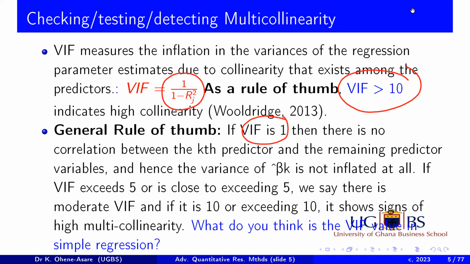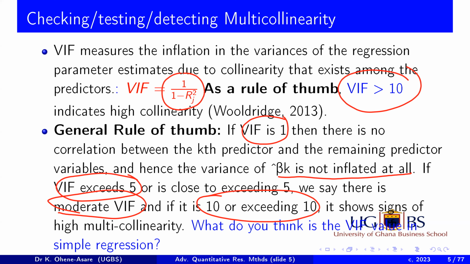And therefore, the variance of that particular estimate is not inflated at all. So in other words, if it is 1, it's a good thing. If the VIF is more than 5, then there is an issue, but not a big issue. So it's close to exceeding 5. Then we say that there is moderate variance inflation, which means that it's something you can live with. But if it is 10 or more than 10, then it shows high multicollinearity.